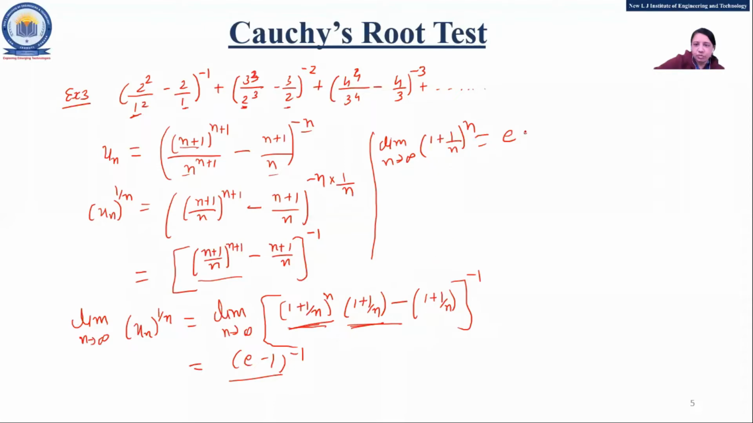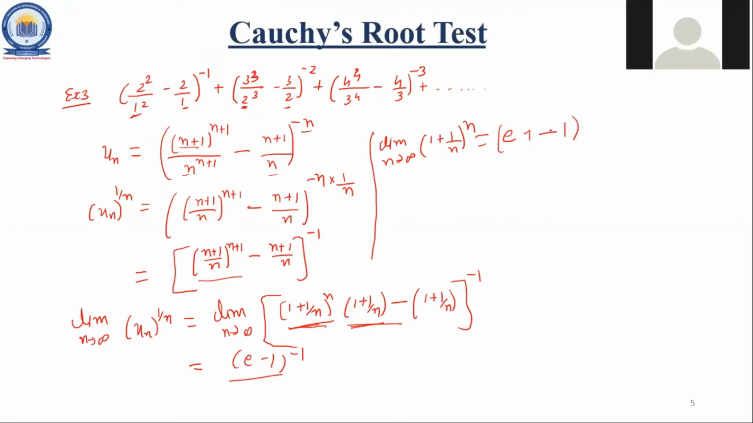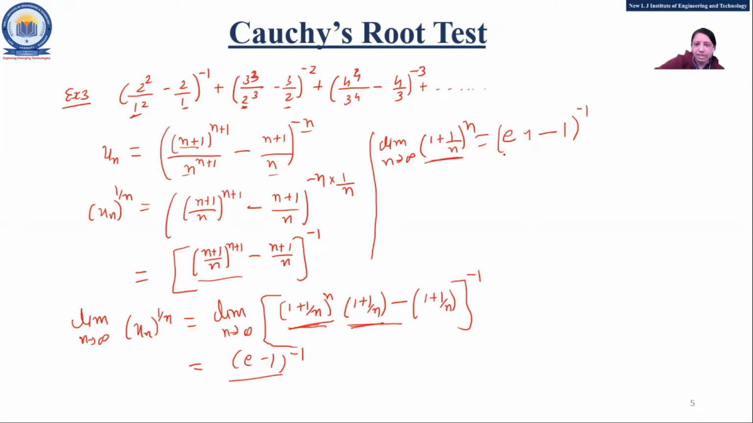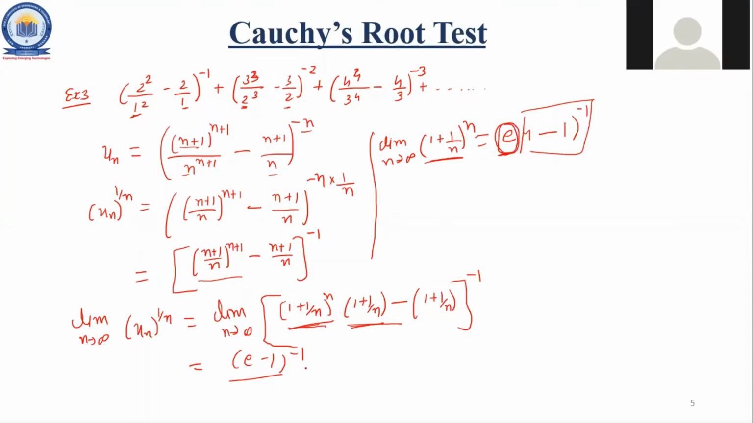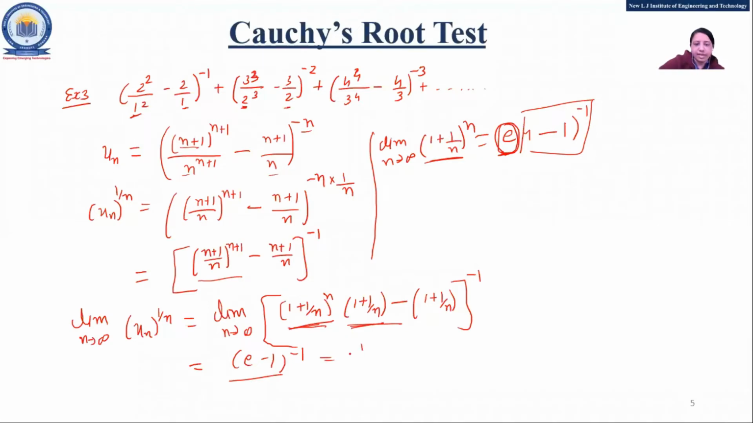So e raised to 1, that means 1. For this, it is 1 by infinity, 0. So 1 plus 0, so 1. That's why it is e raised to minus 1. For this only, that is e. And for ours, it is e raised to minus 1. You can write it.